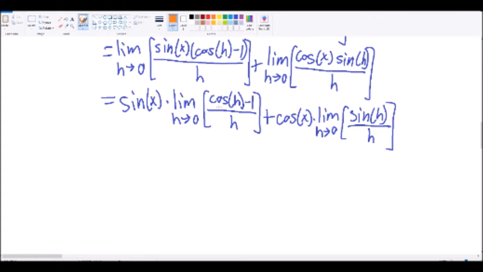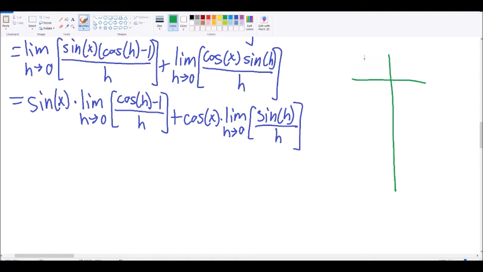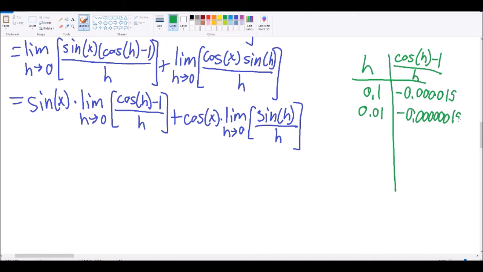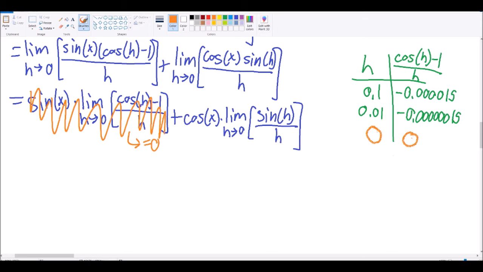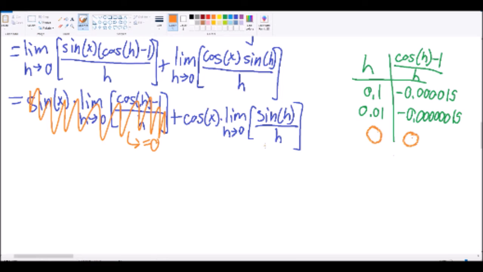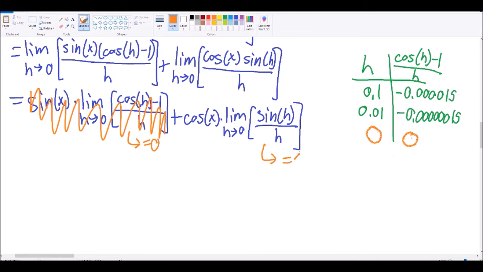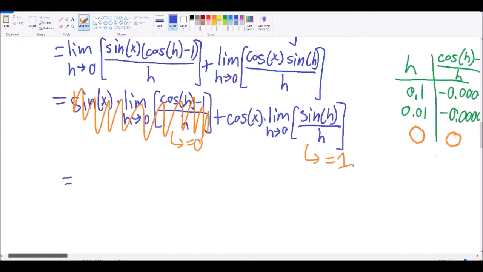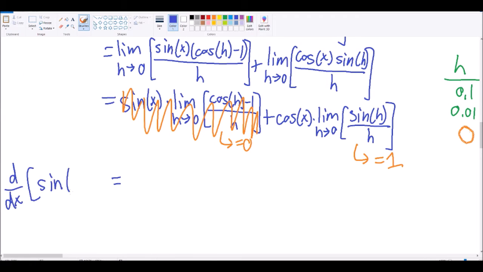So we need to brute force these limits by letting h get small. Let's start with the first limit. And we don't have to go too far to see that this limit seems to approach 0. So we can throw away the entire sine of x part. The second limit is one of those special limits that, for now, you're going to have to trust me that it equals 1. We'll learn how to work with these, but for now, just trust me. So there we go. The derivative of sine of x is cosine of x.